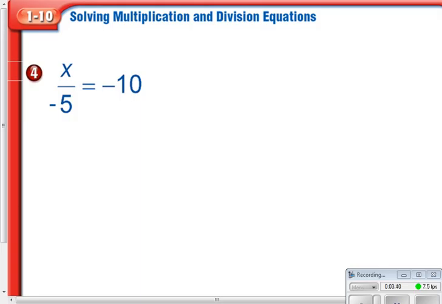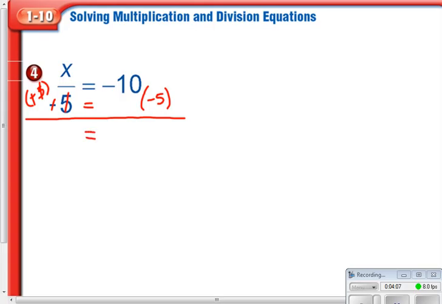Last generic example here, so we need to get x by itself. Right now division is happening, so we need to multiply by a negative 5. You can't multiply by just 5, because if you multiply by just 5, the only thing that would cross out is your 5's. We need the 5's and the negatives to cancel out, because we need to get x by itself. So again, multiply by negative 5 to both sides.